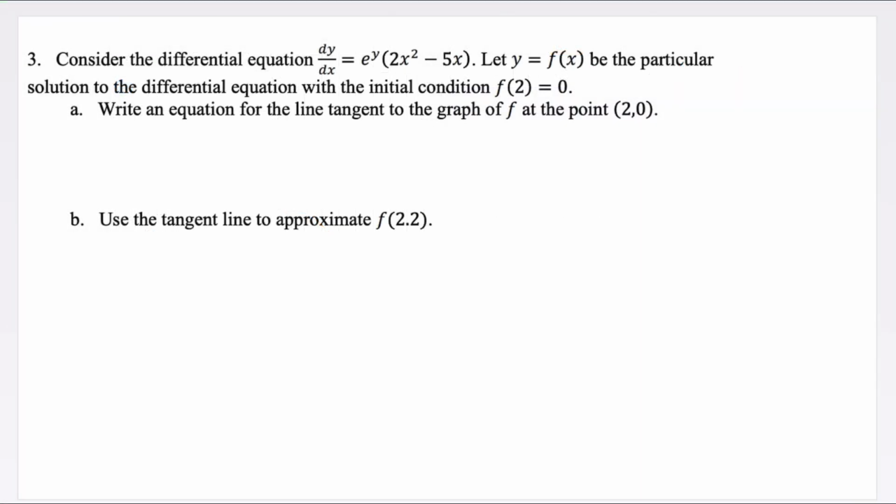So example 3, it says, consider the differential equation dy over dx equals e to the y times 2x squared minus 5x. Let y equal f of x be the particular solution to the differential equation with the initial condition f of 2 equals 0. And then we're going to try to write an equation for the tangent line to the graph of f at the point (2, 0), and then we're going to use that tangent line to approximate f of 2.2.